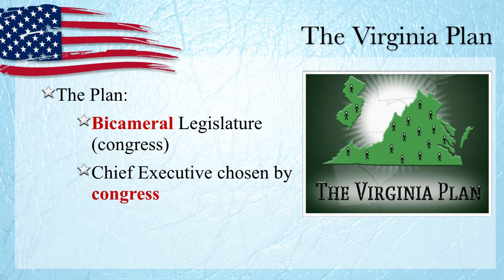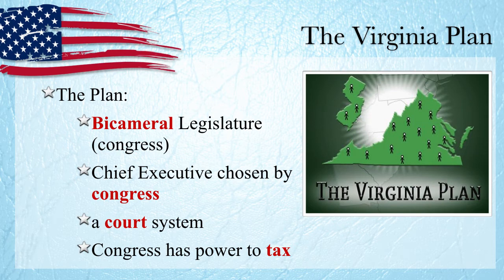He said we should have a chief executive chosen by Congress. So his plan originally was saying Congress needs to choose who's going to be like the president. People don't need to be involved in any of that. There needs to be a court system, and he said that the Congress had to have the power to tax.